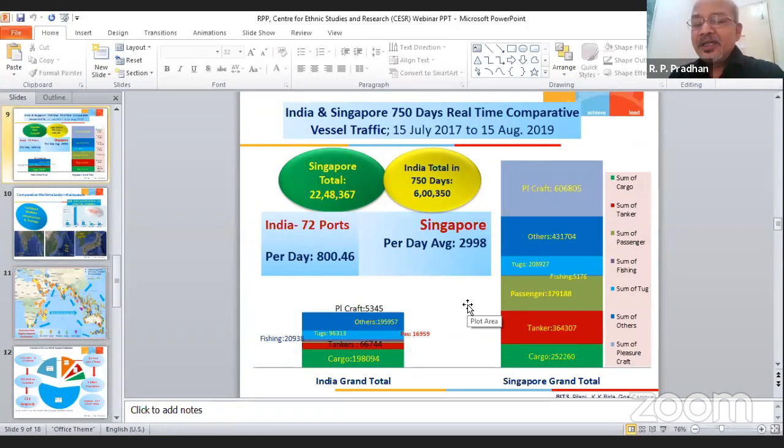And these are all real time data, so nobody can challenge my data. The finding is that Singapore port, one single port, handles close to 3,000 vessels every day. India, on the other hand, has 72 functional ports, and all of them put together handle roughly about 800 vessels per day.